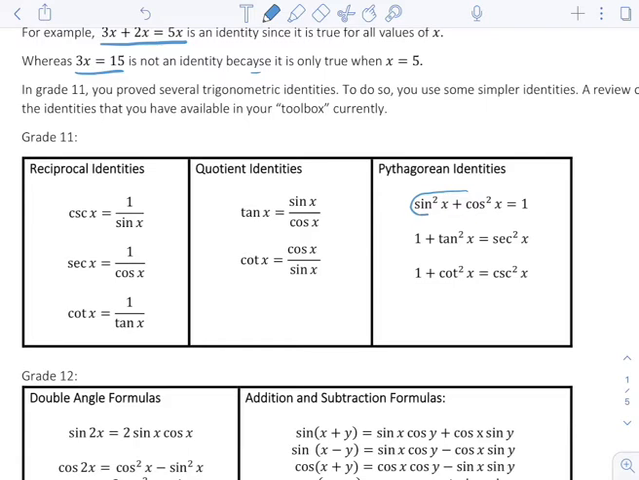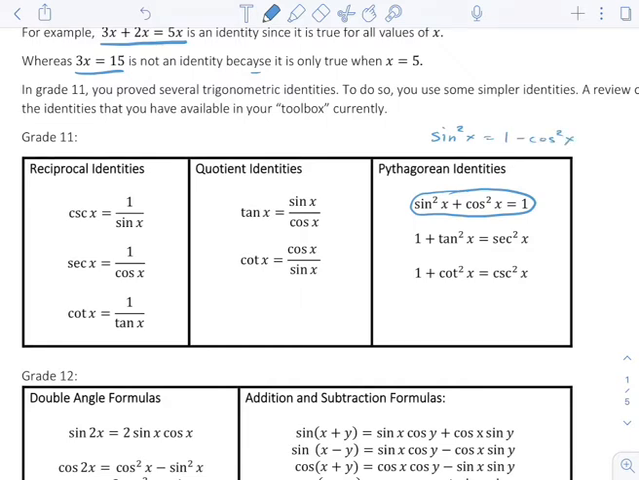And the one that we have over here on the right was probably the most important one in grade 11, the Pythagorean identity. We could use that a lot. Anytime we have sine squared x plus cos squared x, that was equal to 1. And you remember there were a lot of offshoots from that. So for example, if I brought cos to the other side, I know that sine squared x is equal to 1 minus cos squared x from that one.